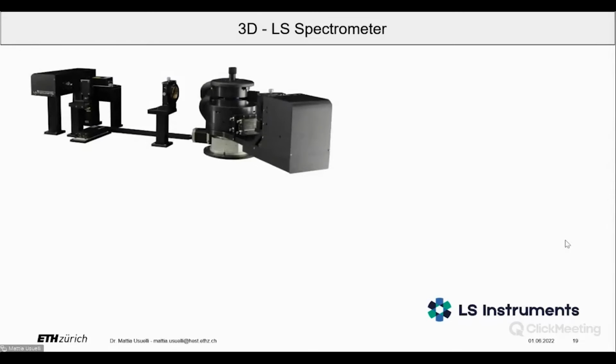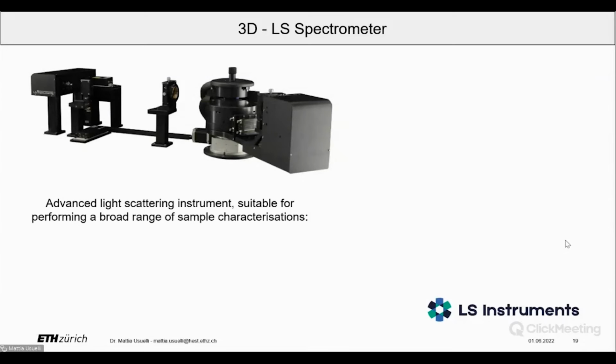So, what did we do to perform this study? We used the 3D LS spectrometer that we have here in our group of food and soft materials at ETH Zurich. The LS Instruments company provides this very nice equipment that can perform a multitude of experiments. It's an advanced light scattering instrument that is suitable for performing the following characterization.